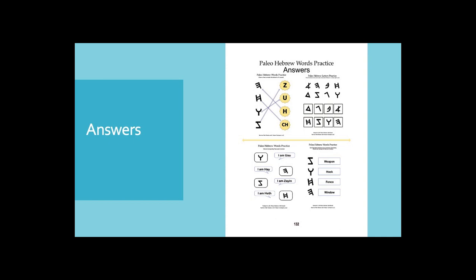Wait a minute, I got to go back a little further. Well, I lost it. Hold on. Here we go. Okay, so Zion is weapon. Ua, we'll find the answer by looking on page 24, is hook. Hek is a fence. And hey is window. So that's what we know about those sounds. And we took a look at the letter chart.